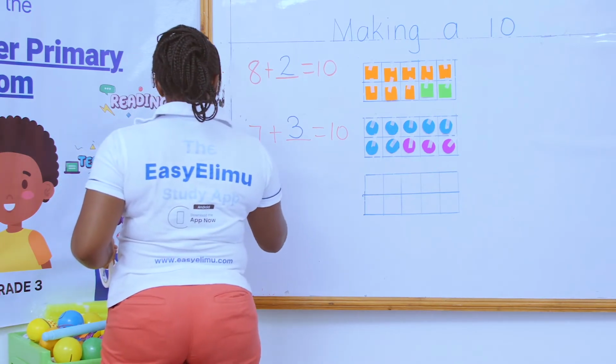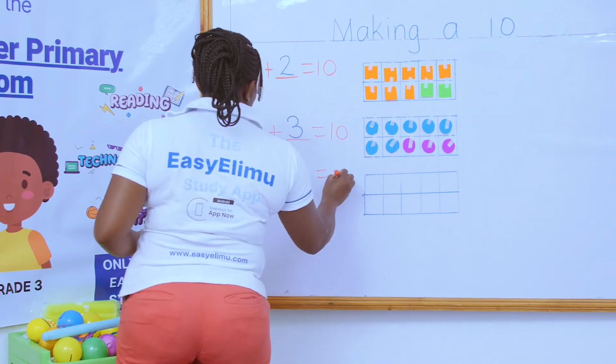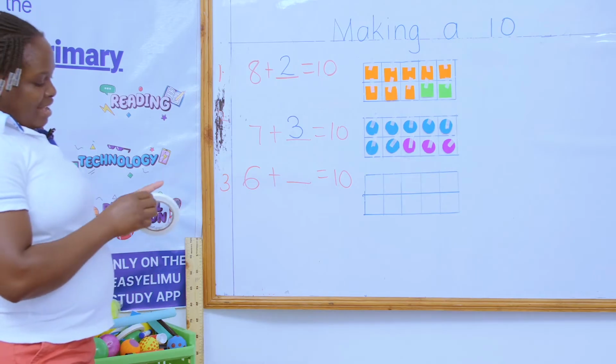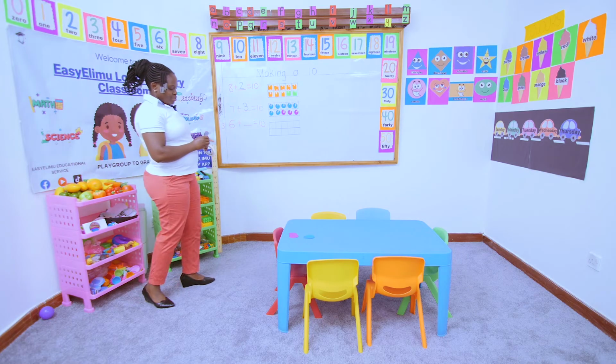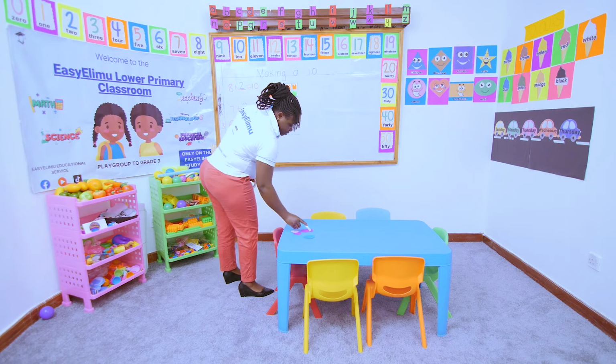Then my last question is, who will try this? 6 plus dash is equals to a 10. Who will try this? Janet, please come and try this. Janet, which counters do you want? Teacher, I want very nice counters. Okay, let me give you the counters.